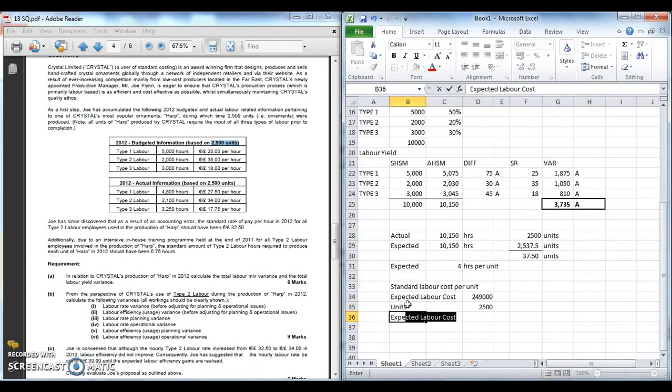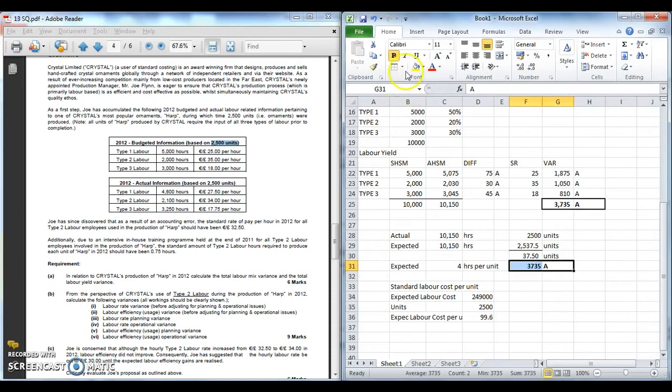Therefore, expected labour cost per unit was 249,000 divided by 2,500, 99.6. So if we were short 37.5 units, and each unit cost 99.6 for total labour, so this is the total. We don't split it out to type 1, type 2, type 3. We look on a total basis times 99.6 gives us 3,735, and of course it would be adverse because we were short.